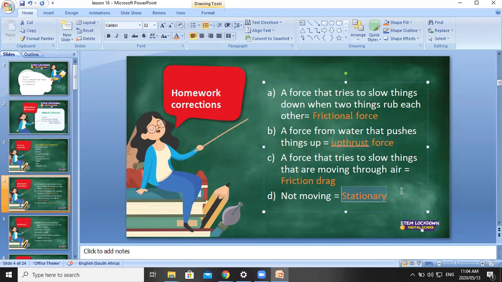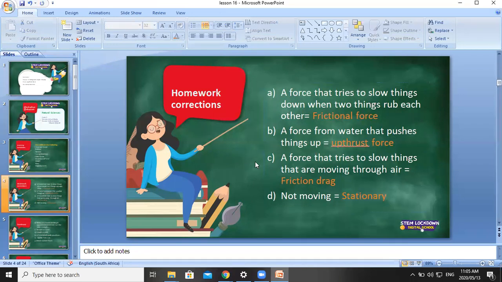We did discuss yesterday that forces work in pairs. So if something is going forward and the other one is dragging it from going forward, we say it's experiencing a frictional force. Look at your hands, rub them together, and you are going to feel a frictional force there. When you try to push something, like a soccer ball in water, we push it down and then it comes up, we say it is experiencing an up thrust force. A force that tries to slow things down that are moving through air is a friction drag. And if something is not moving, under this section of forces, we say it is stationary. I'm hoping I'm clear, grade nines.